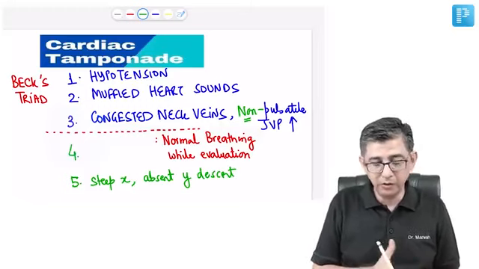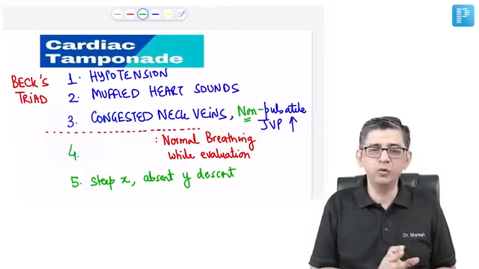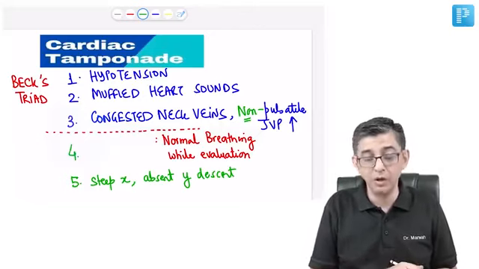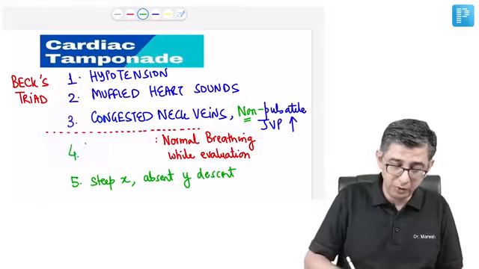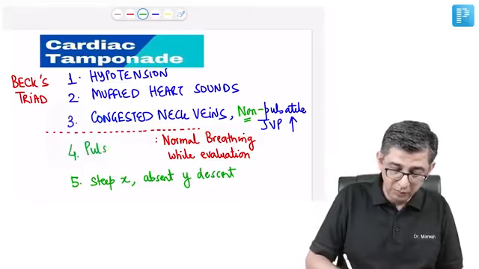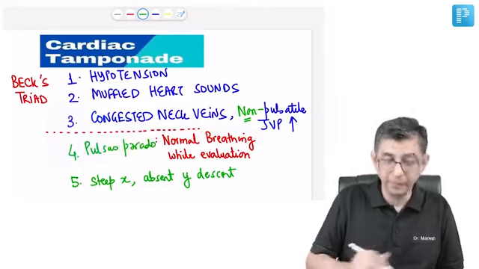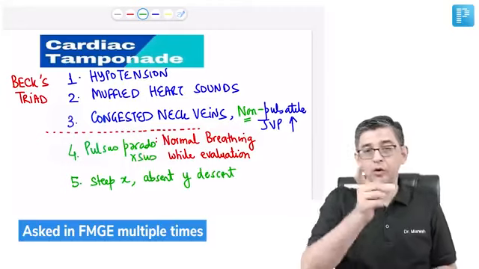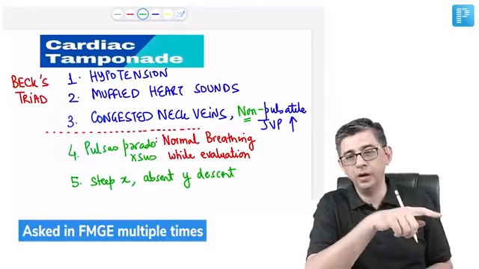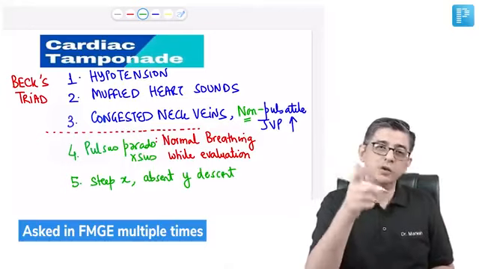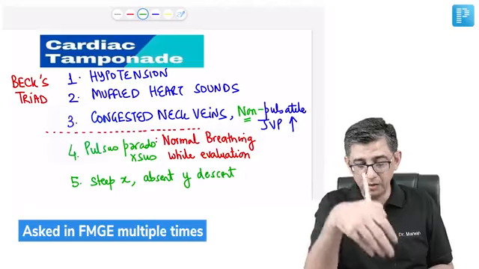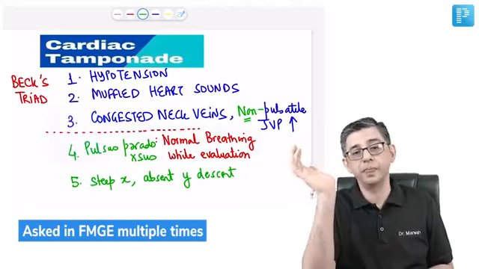In Beck's triad, there are three things: hypotension, muffled heart sounds, and congested neck veins. 1 and 2 will never be a problem. It's the third one, especially the non-pulsatile aspect, which is to be understood. And apart from this, you would also have pulsus paradoxus. Pulsus paradoxus is not a component of Beck's triad. Pulsus paradoxus, which is not found in low pressure cardiac tamponade, is a diagnostic feature of cardiac tamponade, which we are taking as high pressure cardiac tamponade. Beck's triad does not include pulsus paradoxus.